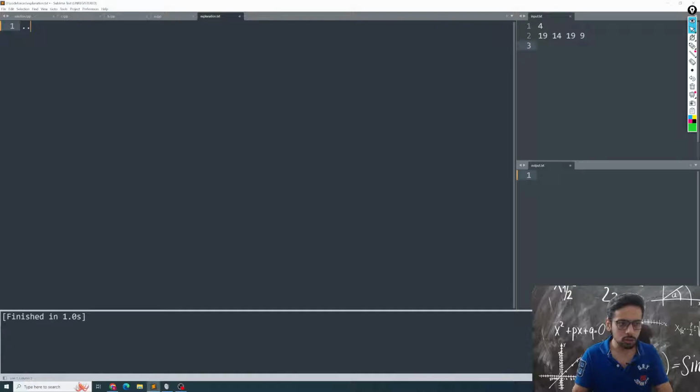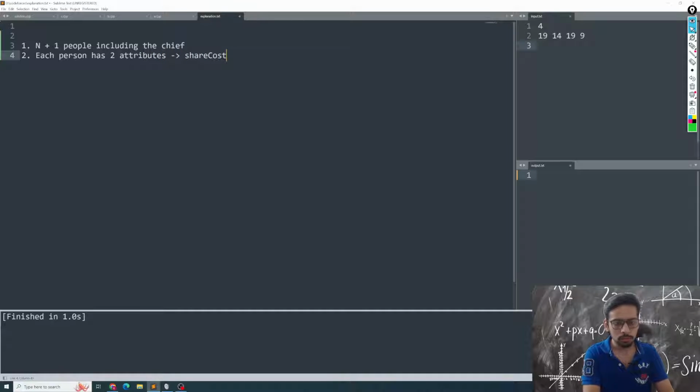Let me write down these observations. First thing is, total n plus 1 people, including the chief. Each person has two attributes: share cost, the cost of sharing, meaning if this person shares the news to one more person, it's share cost, and the capacity of sharing, how many people this person can share the news further with.